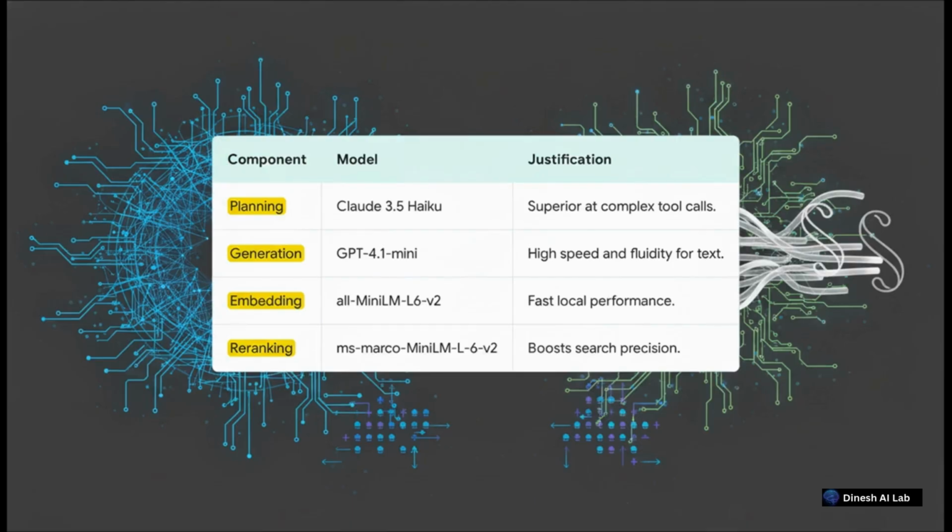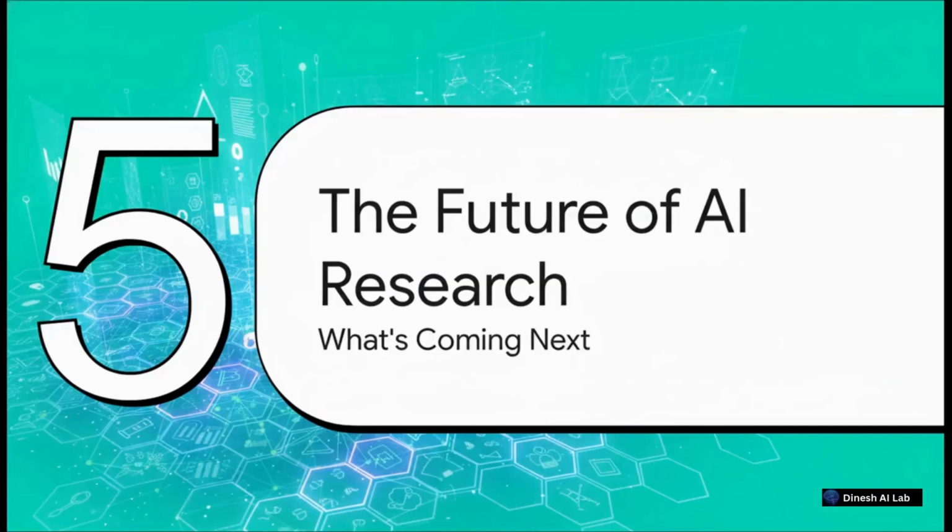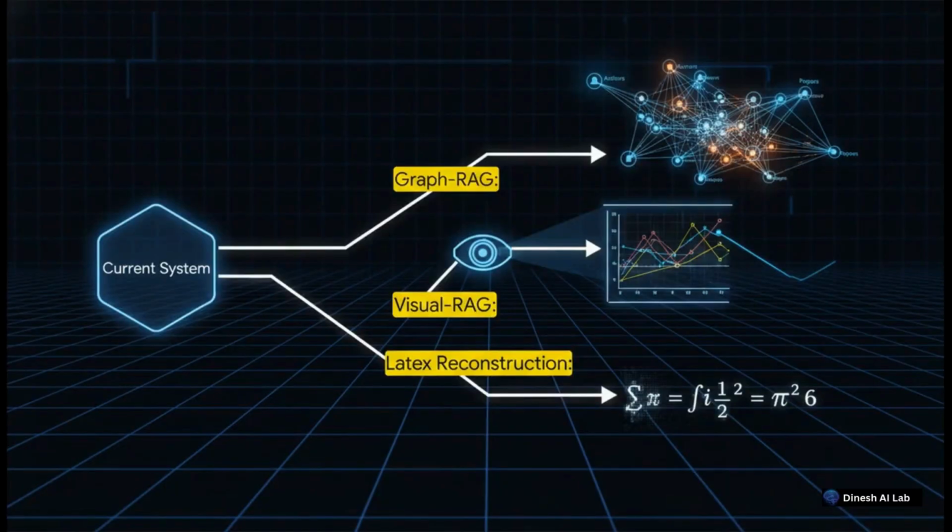So what does this all add up to? Well, this architecture isn't just a finished product. It's really a foundation for an even more powerful future. And the roadmap ahead is incredibly exciting. Soon, we could see it integrate something called GraphRAG, which would let it understand the whole network of citations and authors. It could also get Visual RAG, allowing it to literally see and interpret the charts and figures in a paper, not just the text. I mean, imagine asking an AI to describe the trend you're seeing in Figure 3. That's exactly where this is all heading.